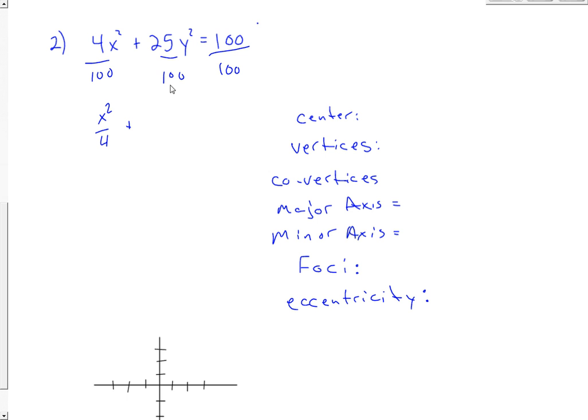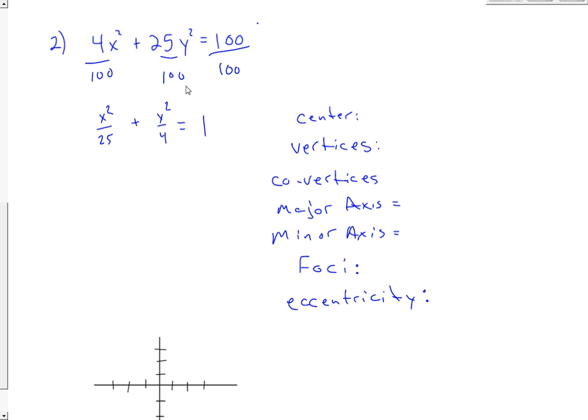Wait, 4 over 100 is 1/25. So we're going to get x squared over 25. 25 over 100 is 1/4, so we get y squared over 4. And 100 over 100 is 1.